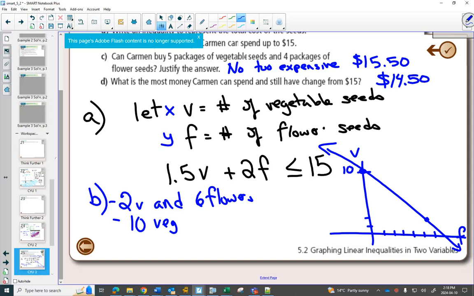I found how to get 14.50. How do you get 14.50? You buy 3 packets of vegetables or 5 packets of flowers. Beautiful.